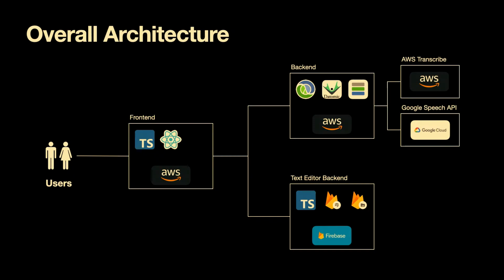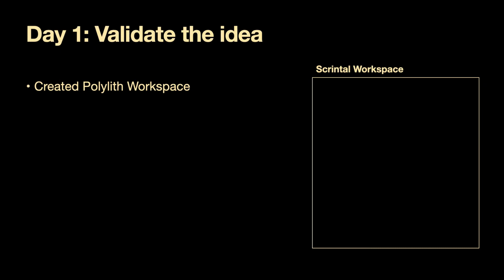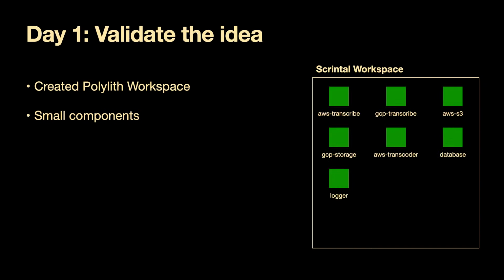So when we came up with the idea, we knew that there was a need in the industry. First thing we needed to do was to make sure our solution is doable. In order to validate the idea, we started by creating an empty Polylith workspace. The next thing was adding some small components to validate the idea. For example, we created components to store and retrieve files from Amazon's S3 and Google's storage. Also added some more components to transcode, transcribe, and generate text documents out of the audio files.